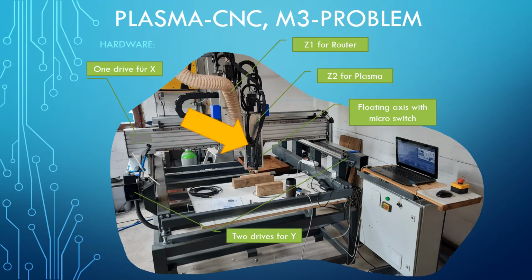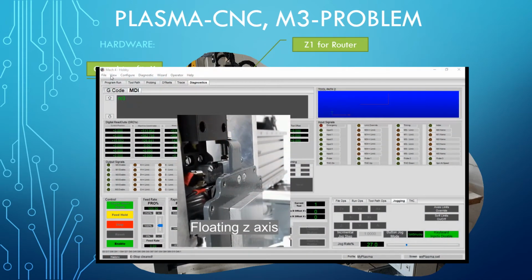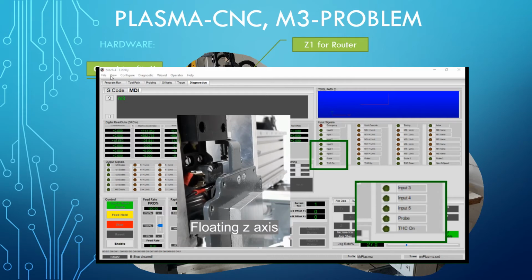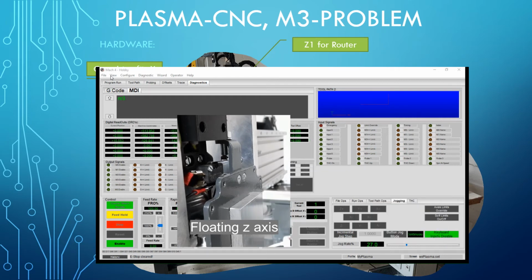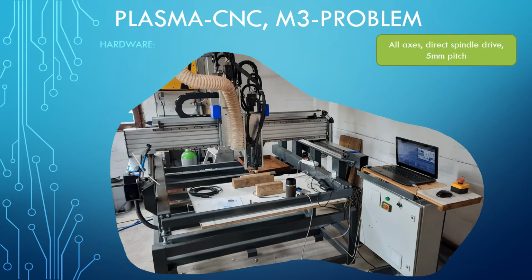The next video shows how the floating head works. When the tip of the torch hits the plate, the Z-axis moves a short distance further, which activates the micro switch. This interrupts the contact and the probing signal is active. Each axis is mounted via a spindle with 5 mm pitch, which is directly driven by a single motor. These are the directions of movement of the individual axes, of the X and the Y axis, and of the 2 Z axes.